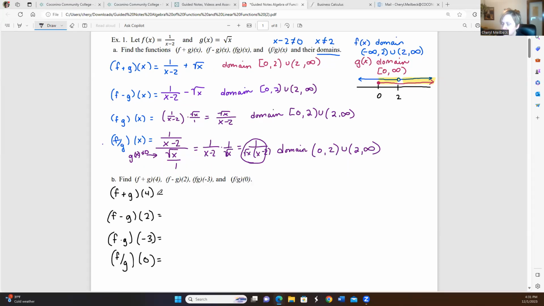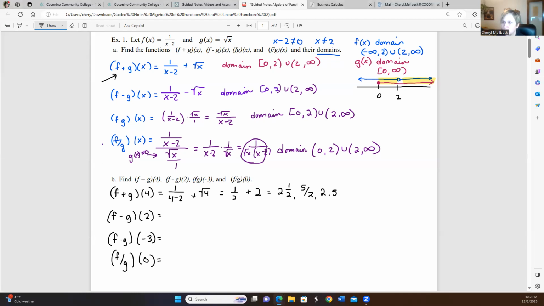If we take f plus g of 4, we could go back up here to our f plus g function and then substitute 4 in for the variable. So we'd have 4 minus 2 in our denominator here, plus the square root of 4. We always want to simplify these if possible. So we'll have 1/2 plus 2, or 5/2, which could also be written as 2.5.